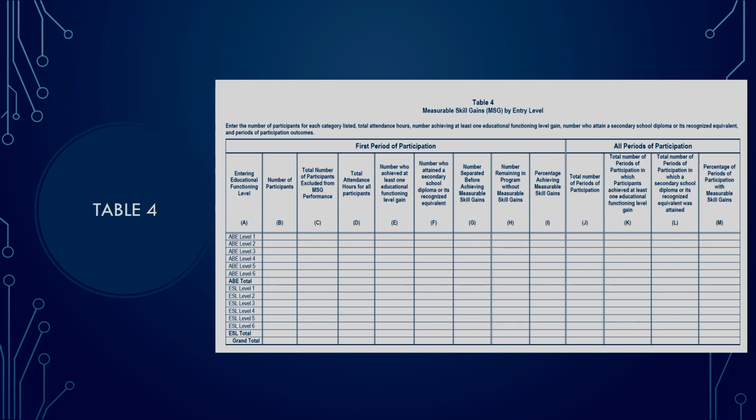Column I is the number who achieved a measurable skill gain. So this is calculated by taking columns E and F, adding those two numbers together and dividing it by the number of participants, column B.